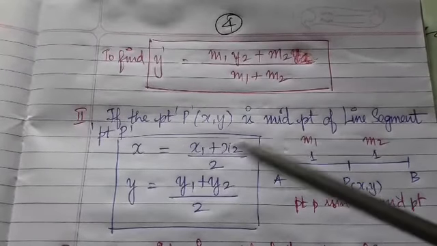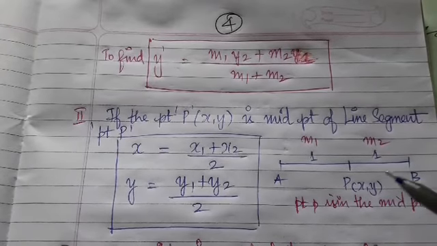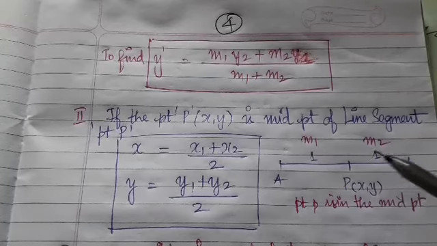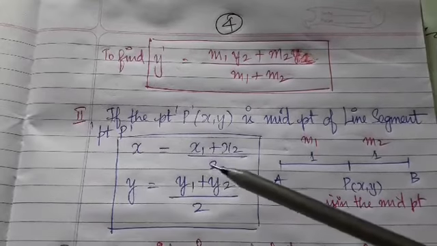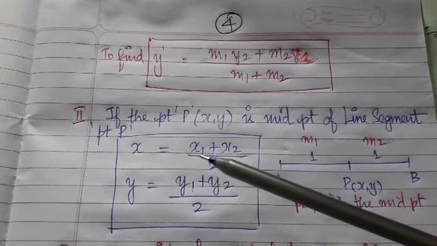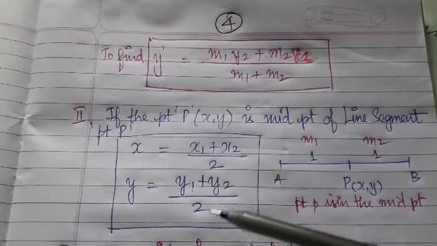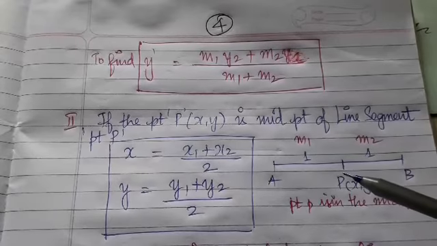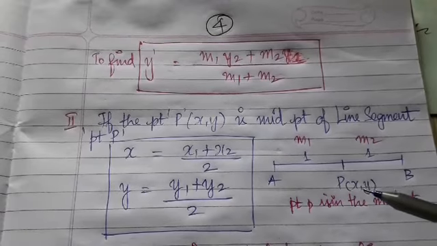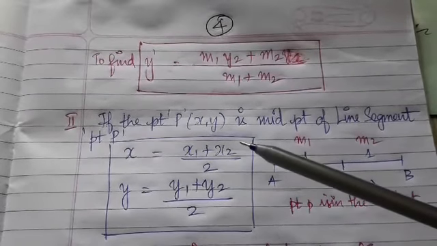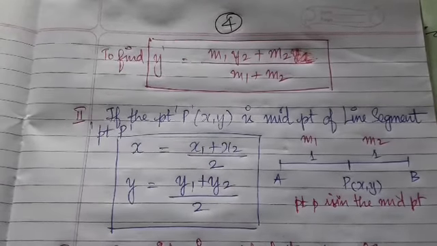Then, the second case: if the point P is exactly the midpoint of the line segment AB, that means m1 will be 1 and m2 will be 1. If you substitute in the sectional formula, you will get x equals (x1 plus x2) upon 2, y equals (y1 plus y2) upon 2, because it is a midpoint. So the coordinates of this midpoint P will be x equals (x1 plus x2) upon 2, y equals (y1 plus y2) upon 2. Okay, this is the midpoint formula.